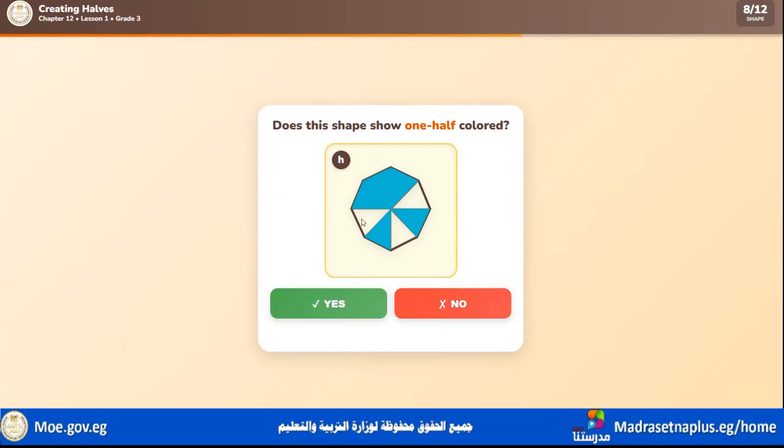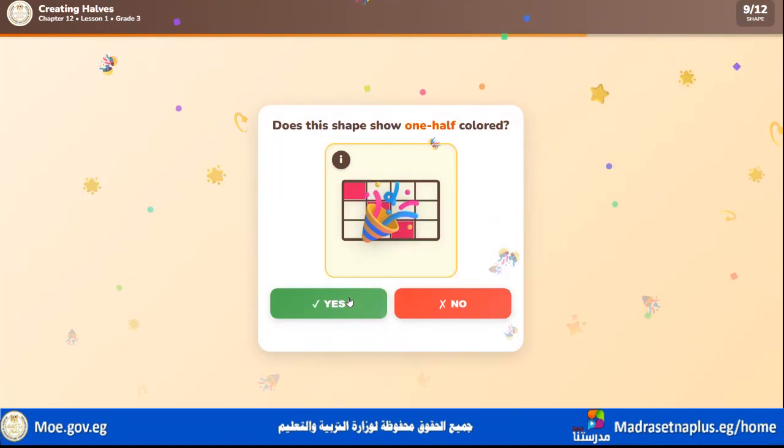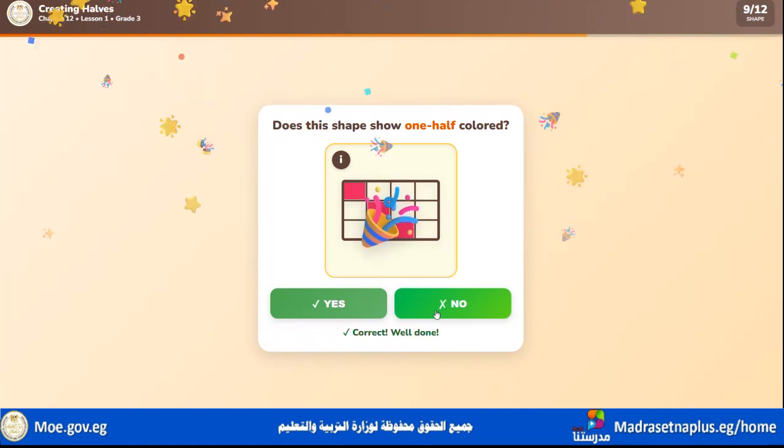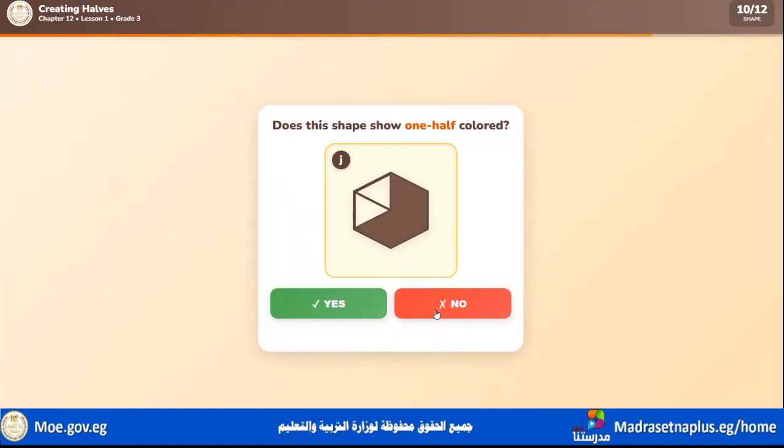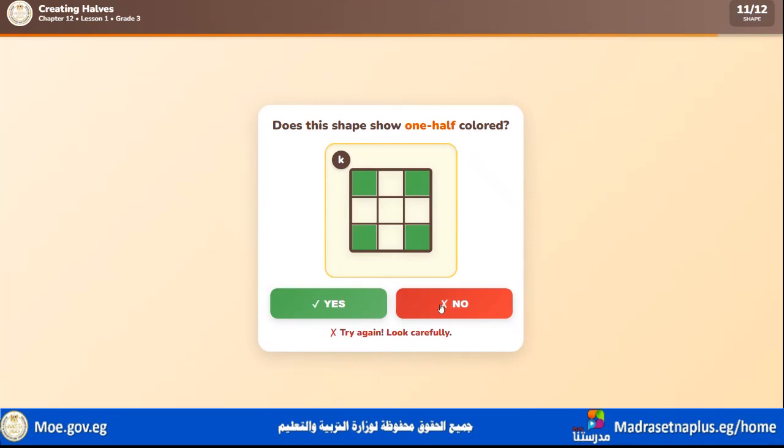You can say 1, 2, 3. It's up to you. Colored equals uncolored. Colored equals uncolored. Equals 1, 2, 3, 4. No. Okay. Let's finish this part to move to another one.